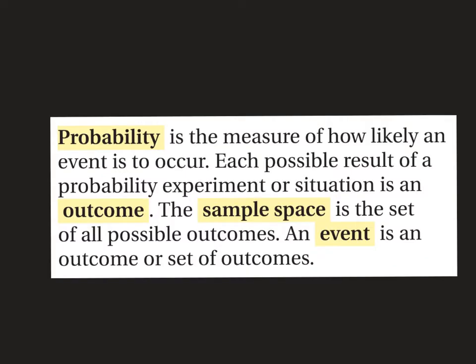From our textbook, we're told that probability is the measure of how likely an event is to occur. Each possible result of a probability experiment or situation is an outcome. The sample space is the set of all possible outcomes, and an event is an outcome or set of outcomes.